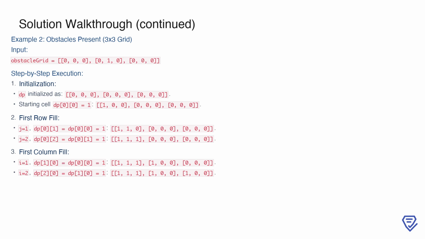Similarly, the first column is filled by propagating the value from the top, ensuring no obstacle blocks the way. After these steps, the first row and column are completed, and paths are blocked appropriately by the obstacle at (1,1). This setup prepares us to calculate the rest of the grid while respecting the obstacle.